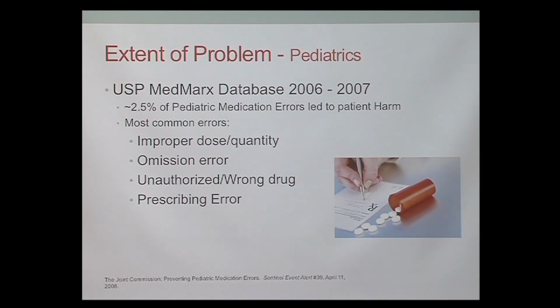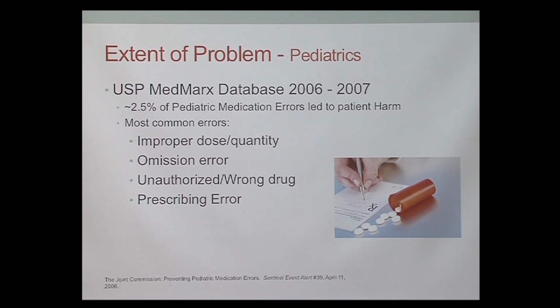When we look further at the MedMarx database, they found that 2.5% of pediatric medication errors led to actual patient harm. The most common errors include improper dose or quantity ordered, and an omission error, meaning a certain drug that was expected to be ordered was not ordered. Like, let's say someone who has diabetes needs insulin. Insulin was not ordered. That is an omission error. Then unauthorized or wrong drug: the wrong drug was picked and the patient got the wrong drug. And then finally, a prescribing error, where for some reason it was not correctly prescribed to that patient.